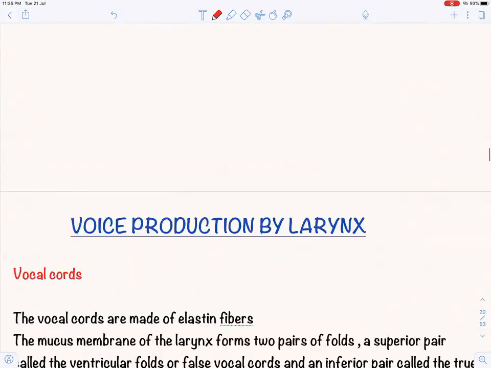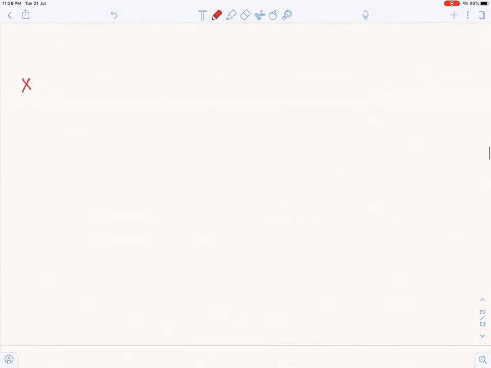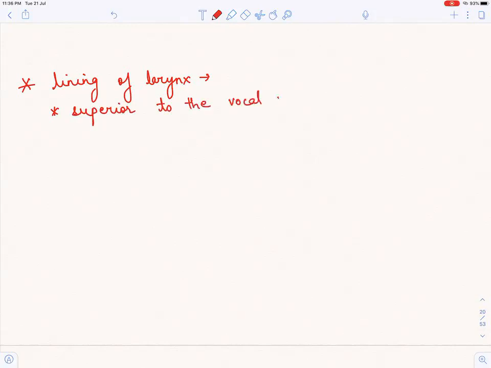Okay. So now we'll study about vocal cords, how there is voice production by larynx. Oh, before this, I'll just tell you few points that you can remember. I'll tell you about the lining of larynx. It is a very favorite question, asking the lining of each and every structure that we study. So the lining of larynx, first point, superior to the vocal cords.